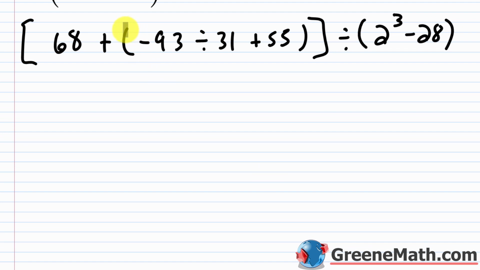All right, now the next thing is we're still working inside the brackets. So now let's go into these parentheses here. And so basically you have negative 93 divided by 31 and then plus 55. So we would obviously divide before we add. Division has a higher priority level. Negative divided by positive is negative.